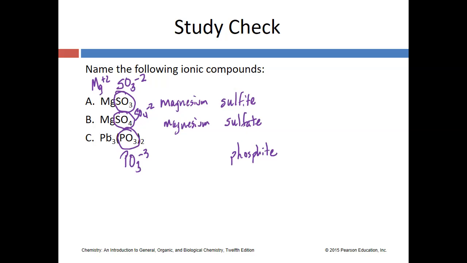Now, where do we get the charge for the lead? Because lead is a transition metal as well. Here's where going backwards on that crisscross, we can figure out that's lead(III).